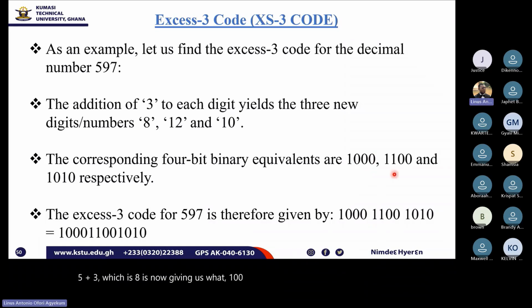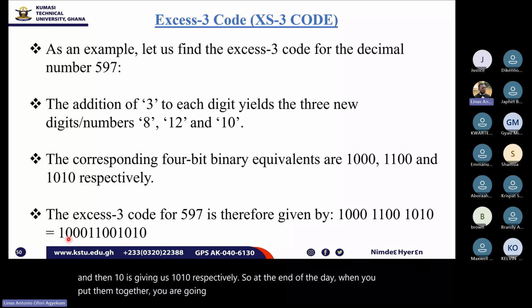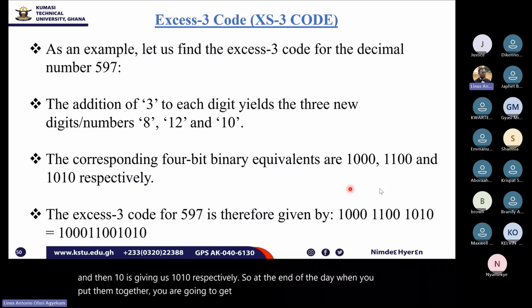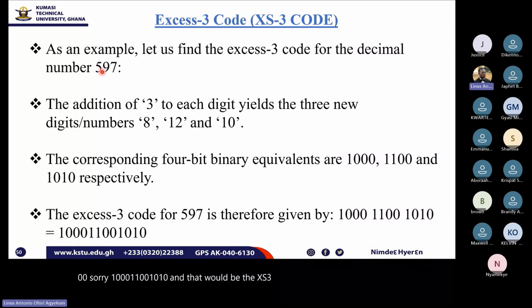1000. And then 12 is now giving us 1100. And then 10 is giving us 1010 respectively. So at the end of the day, when you put them together, you are going to get 1000 1100 1010. And that would be the XS3 code for 597. Please, do you understand?